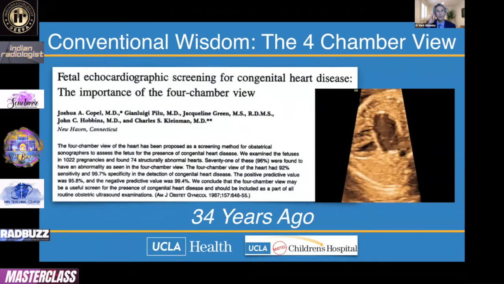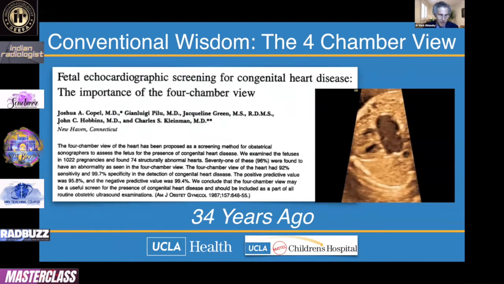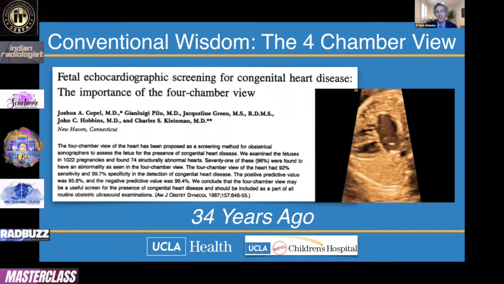So conventional wisdom, 4-chamber view. Again, the last talk I gave was septal defects, but I couldn't resist the urge to talk a little bit about outflow tract VSDs or outlet VSDs or subaortic VSDs or membranous VSDs because they're so important, in many ways more important than the 4-chamber ones, muscular VSDs.